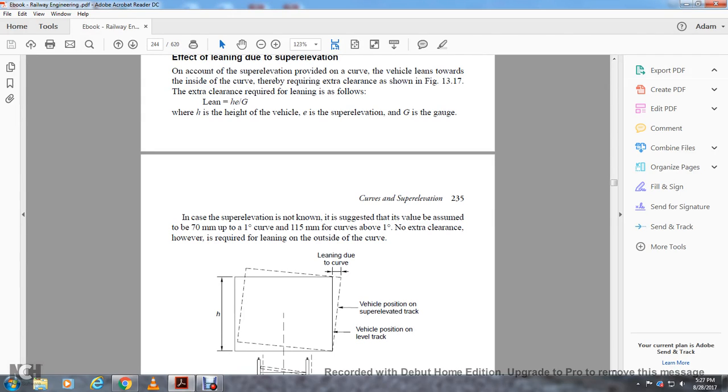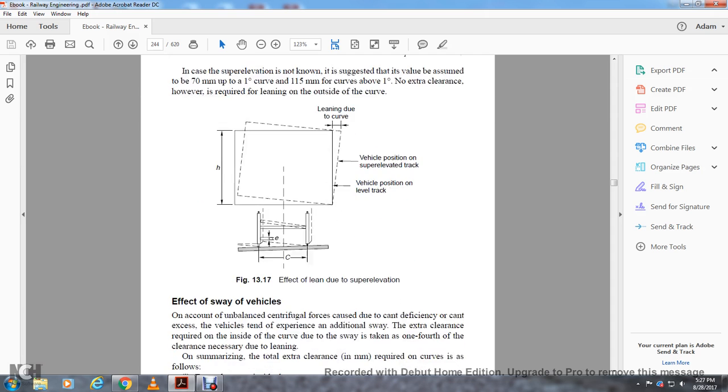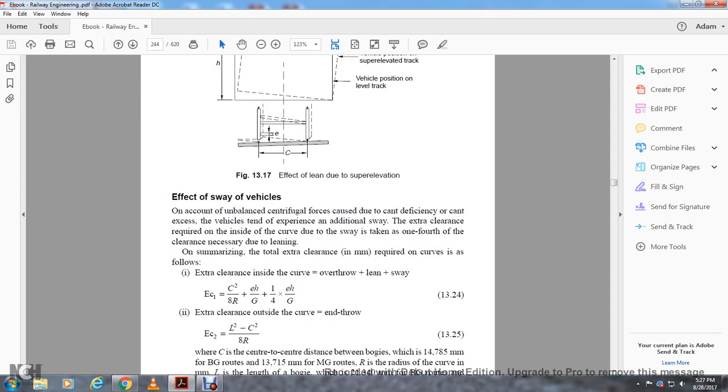In the case of super elevation not known, it is suggested that the value assumed is 7 millimeters per degree of curve, up to 115 millimeters for curves above 1 degree. No extra clearance is required for leaning on the outside of the curve. Leaning is due to the curved vehicle position, the super elevated vehicle relative to the level of the track, the effect of leaning due to the super elevation.